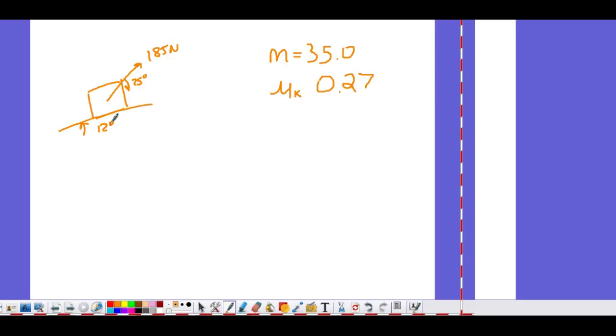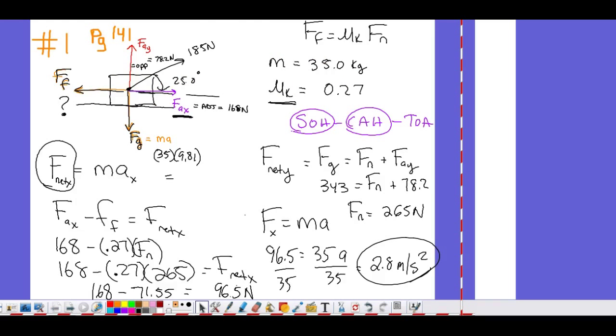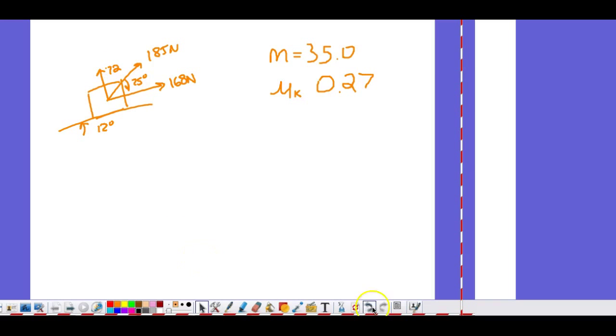Okay, and in our last problem we calculated what each one of these would be for the 25 degrees. I think we came up with 168 newtons, and then we came up with 78.2. Let's go back and look here real quick. So if we plug that in, 78.2 newtons. So if we resolve this out, this is now gone, and we know we're 168 and 78.2. Okay, so the only thing we need to figure out is how to resolve for that angle.